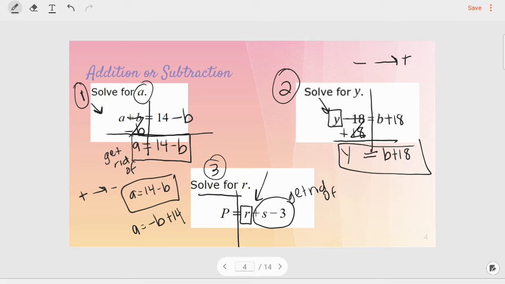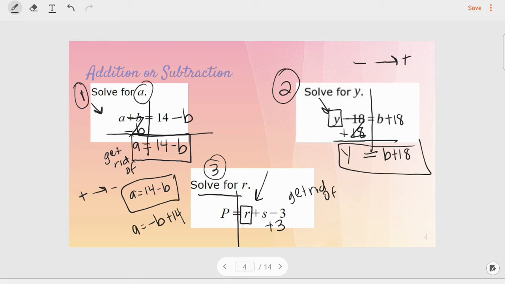Now you might say, well, which one do I get rid of first? It doesn't actually matter. I'm going to just use my rule of thumb. I always get rid of whatever's furthest away to begin with and go from there. So furthest away is minus 3. So it says R plus S minus 3. Well, how do I undo the subtraction? How do I get rid of minus 3? I'm going to add 3.